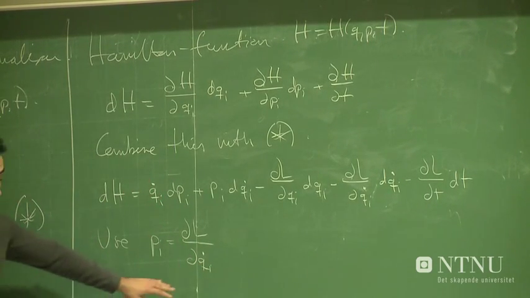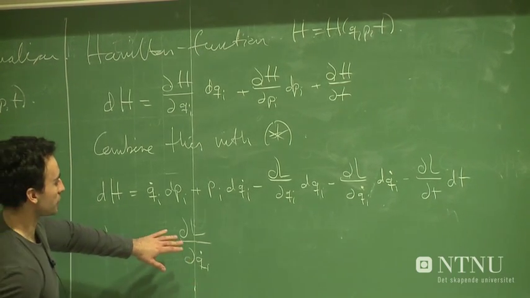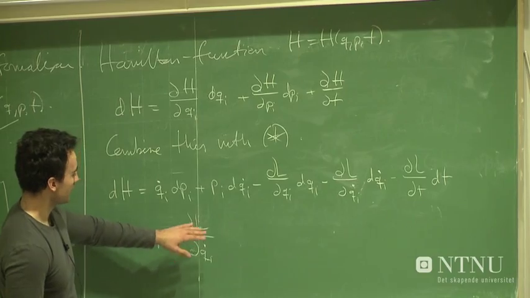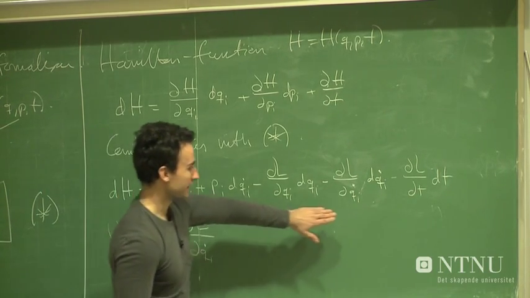We now make use of the definition of the canonical momentum in order to cancel two terms. If I now insert this into this term, we see that it cancels with this one.